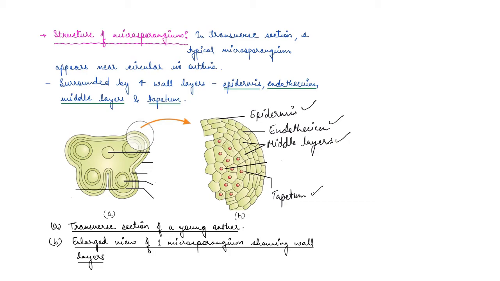Okay, and inside you can see that there are microspore mother cells. Okay, so basically each microsporangium is surrounded by four wall layers. Okay, now the outer three wall layers perform the function of protection and help in dehiscence of the anther so that it can release the pollen grains. But the innermost wall layer, which is nothing but tapetum, nourishes the developing pollen grains. So remember that it nourishes the developing pollen grains.